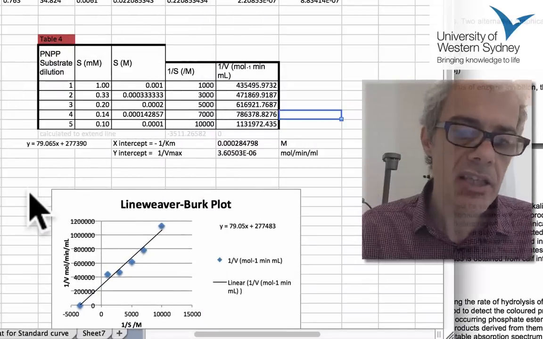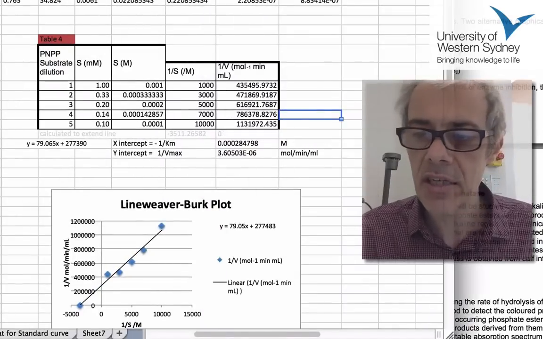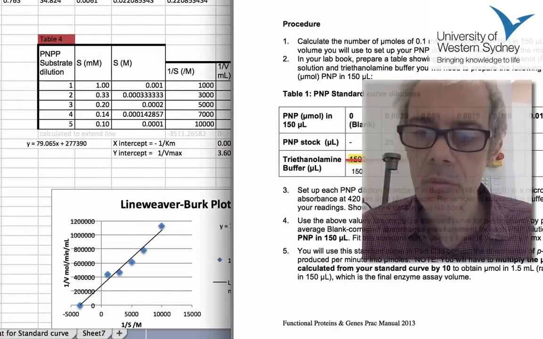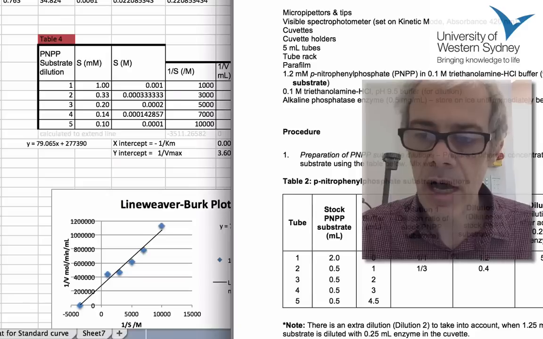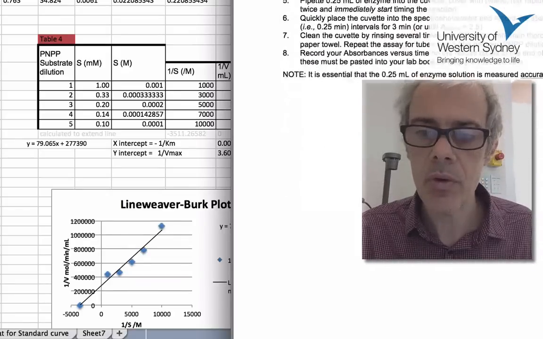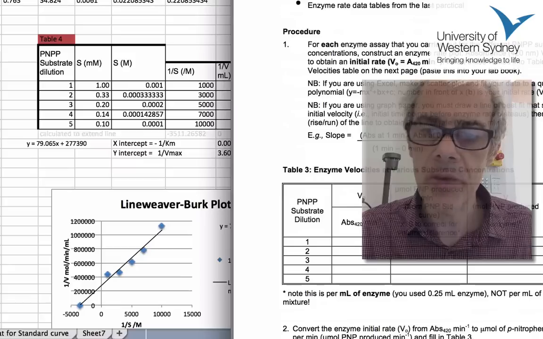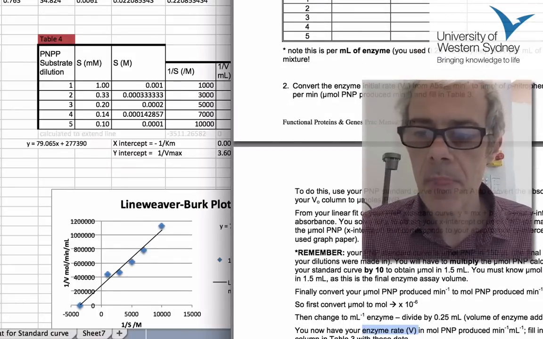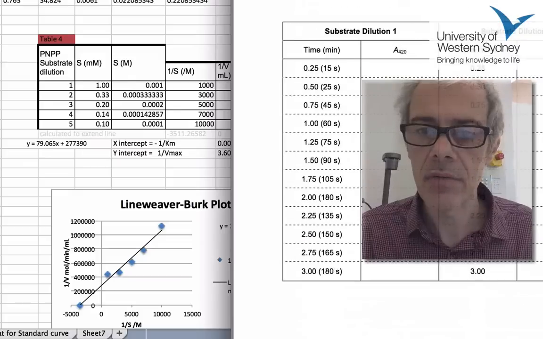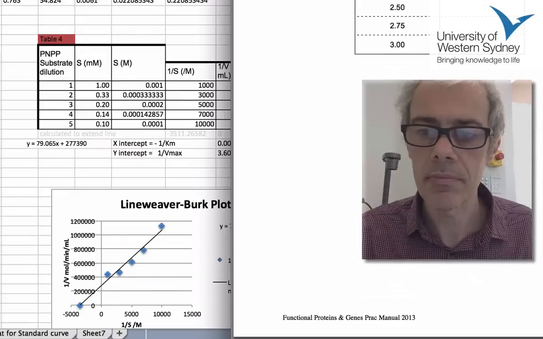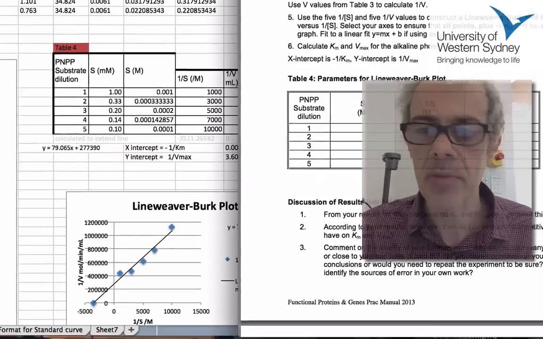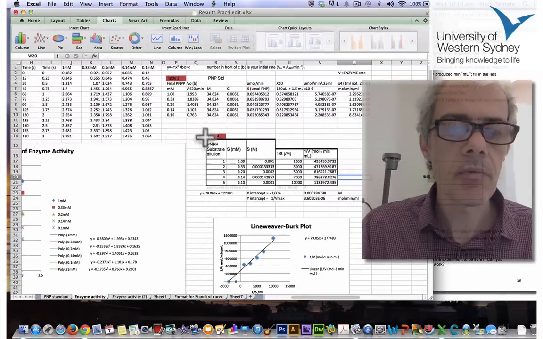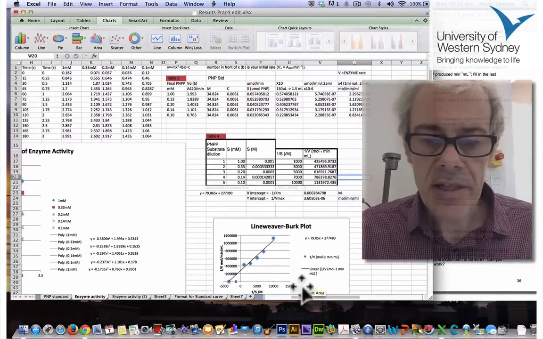This is just my interpretation of processing the data from tables 1 and 2 so that you can work through the last week of the prac to process the data for table 3 and to process the data for table 4, which is in here somewhere as well, table 4. Okay, so have a go at that yourself.